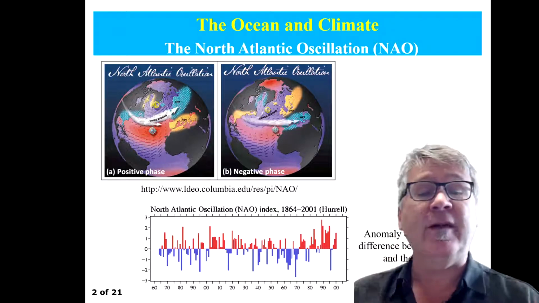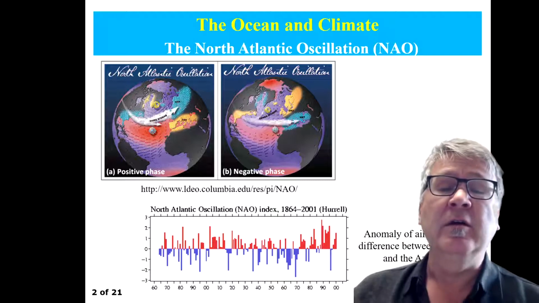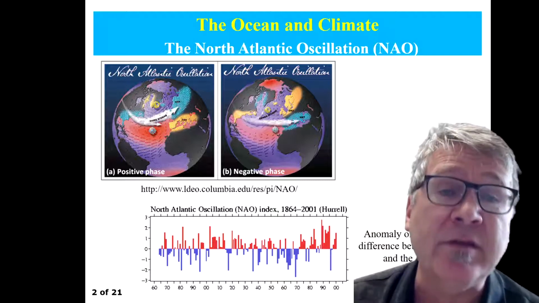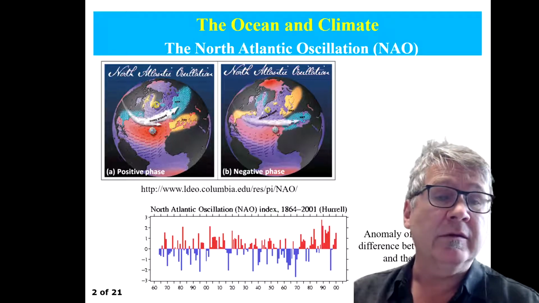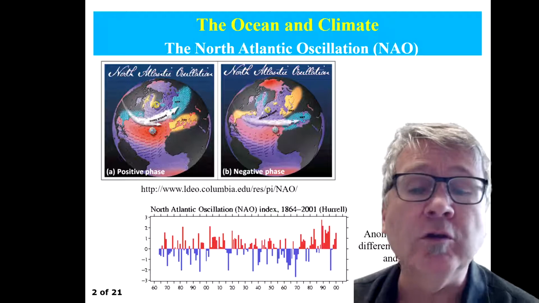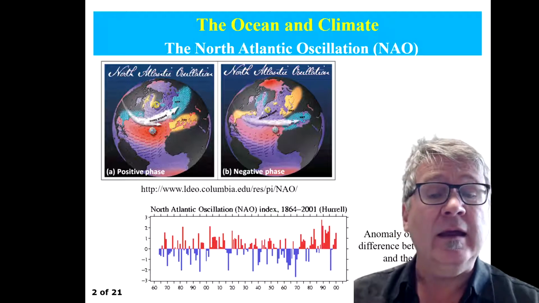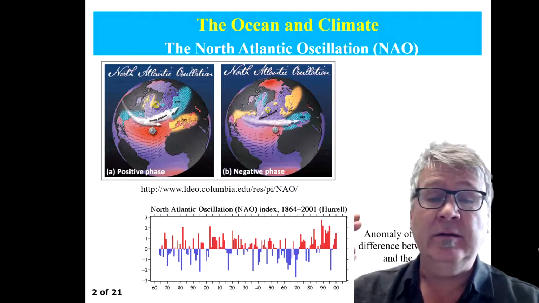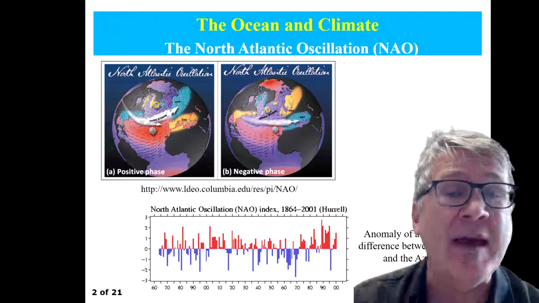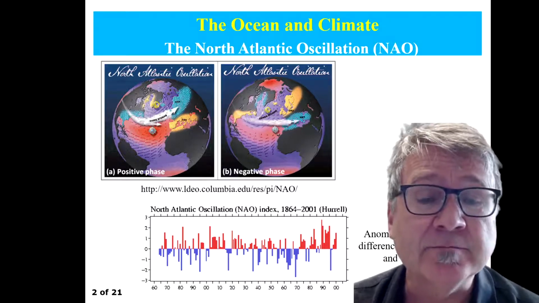Okay, and there are two different phases. One is called the positive phase, one is called the negative phase. And these phases control a number of things, including the location of enhanced or reduced rainfall over Europe. Okay, and so that's one thing. Also, the magnitude of storms over the North Atlantic.